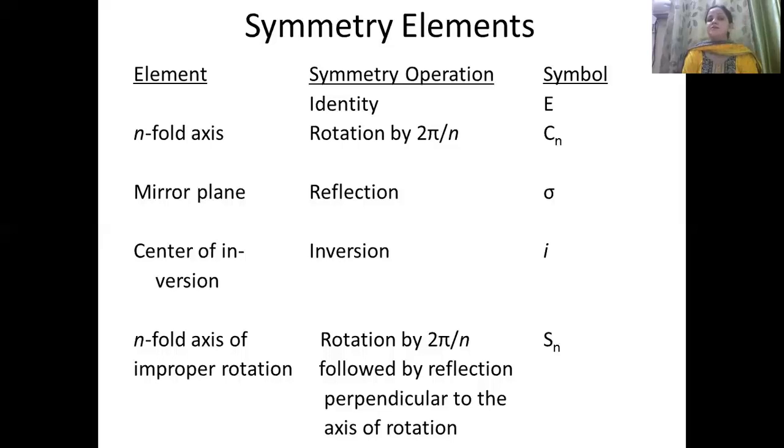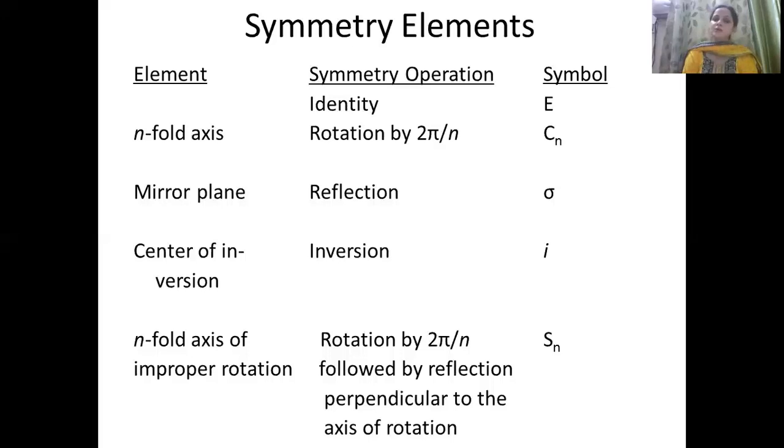The first symmetry element is identity, which is denoted by E. The next symmetry element is the rotation axis, which is also called the n-fold axis. And what is the symmetry operation? It is rotation by 2 pi by n. Pi is your 180-degree angle, and n is the number of rotations possible in the molecule, that is, how much degree of rotation is possible in the molecule. And the symbol used for this n-fold axis is Cn.